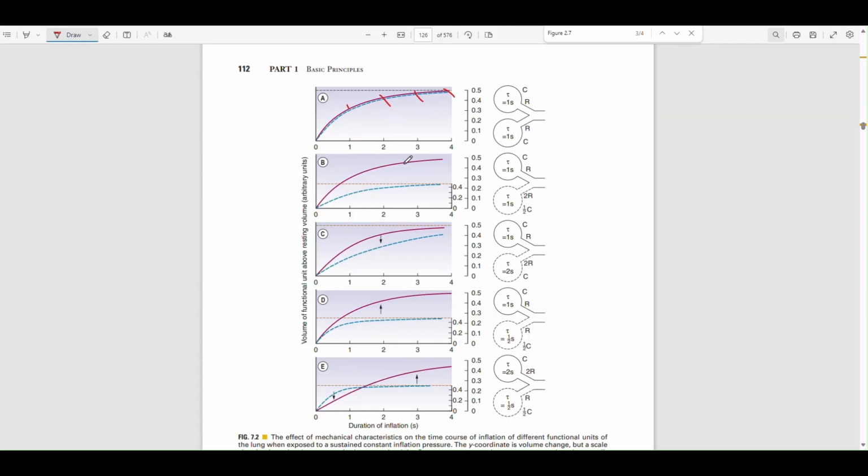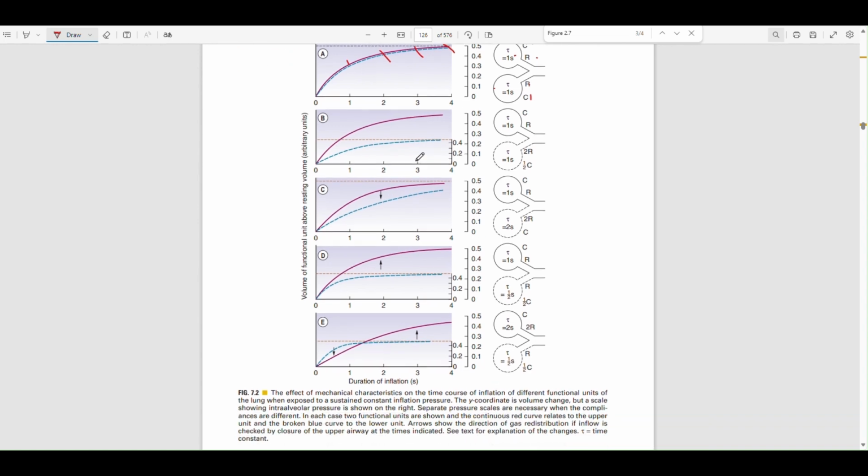So let's go quickly through this diagram. Now you see C times R is 1 second, so that's T. You can see both diagrams, the dotted one and the solid one, are the same. No issues there. Now I'm going to skip this one because it can be a bit confusing. Let's go through this one. C times R is 1.